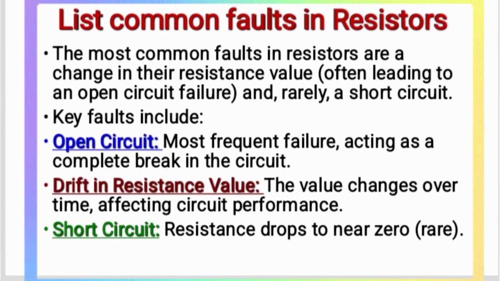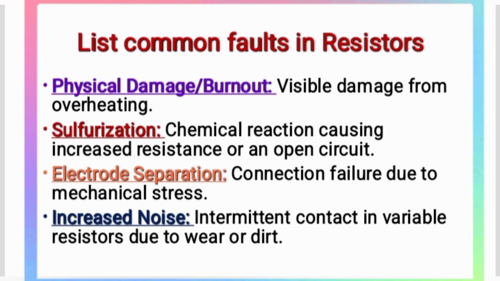List common faults in resistors. The most common faults in resistors are a change in their resistance value, often leading to an open circuit failure, and, rarely, a short circuit. Key faults include: 1. Open circuit, the most frequent failure, acting as a complete break in the circuit. 2. Drift in resistance value, where the value changes over time, affecting circuit performance. 3. Short circuit, where resistance drops to near zero, which is rare.